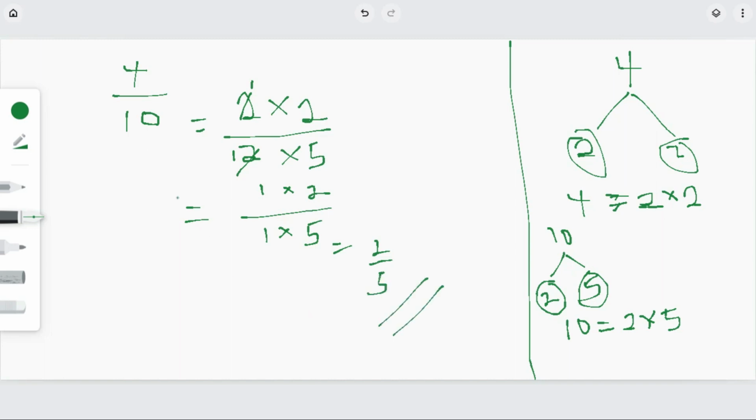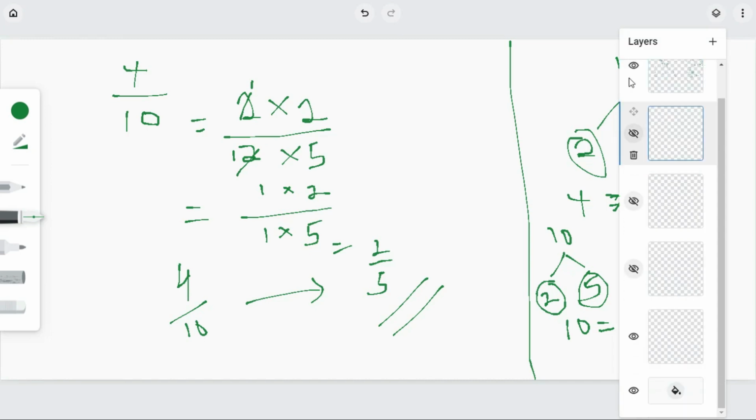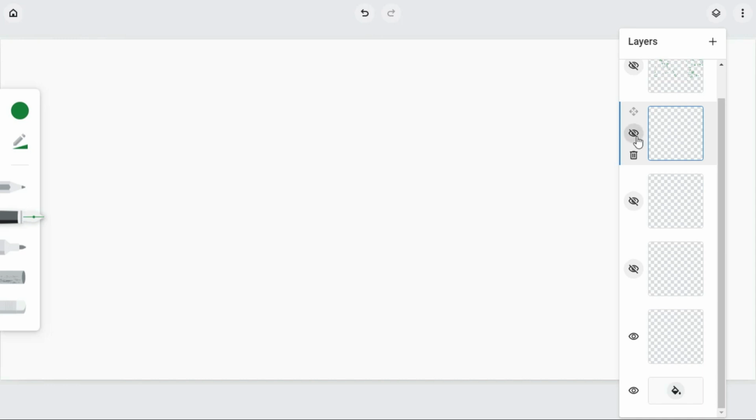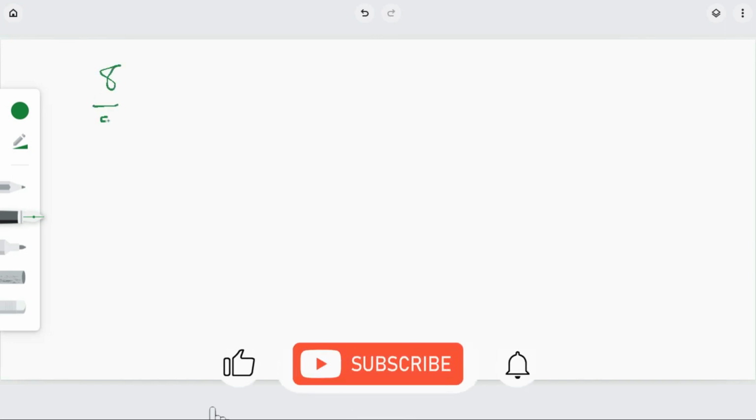So when you have to reduce 4 over 10, you can easily use this method, and your answer will be 2 over 5. So that's the example for the first one. Let me give you one more example. The second example I'll give you is 8 over 9. So let's reduce 8 over 9 to the lowest term.